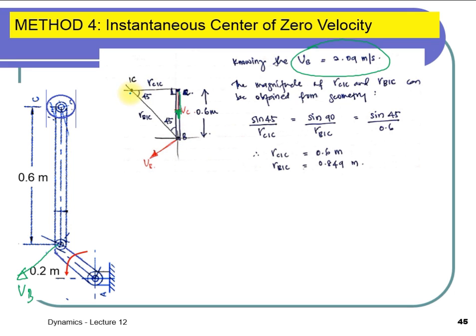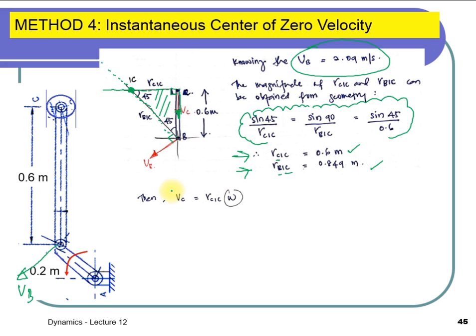To locate the instantaneous center, you need to draw a line perpendicular to this VB direction, all along the way, and then another line perpendicular to VC. So this intersection is the instantaneous center of zero velocity. From this triangle, using the sine rule, you can reveal the radius of the instantaneous center for point C and for point B.